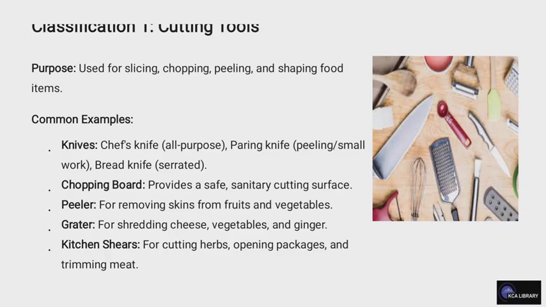There is also a chopping board. The chopping board is to provide a safe, sanitary cutting surface. Peeler. The peeler is for removing skins from fruits and vegetables. We also have the grater as a cutting tool. It is for shredding cheese, vegetables, and ginger. We also have kitchen shears for cutting herbs, opening packages, and trimming meat.